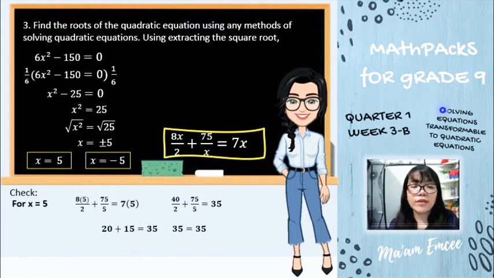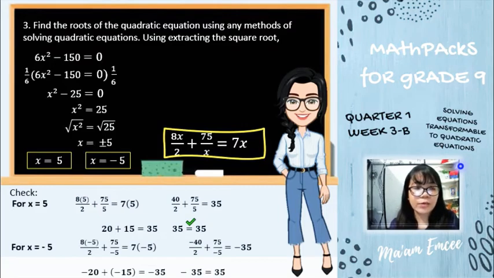So the left side of the equation is equal to the right side of the equation, making x equal to 5 a solution for our original equation 8x over 2 plus 75 over x equals 7x. Now let's check the other value.